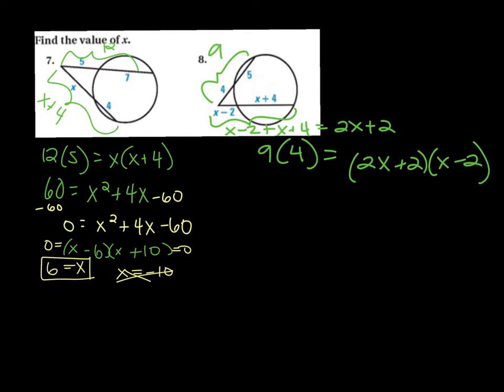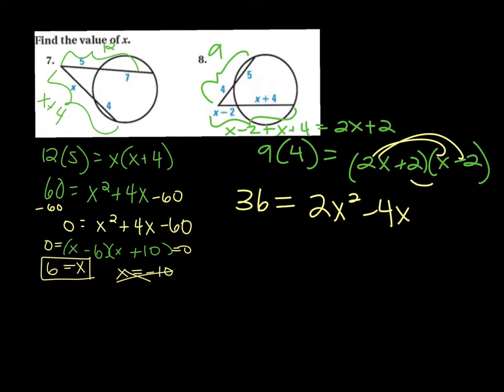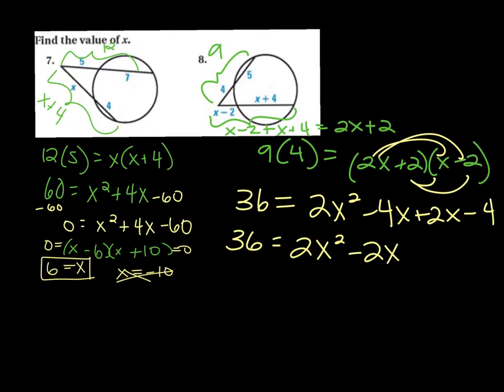So some additional algebra review, that we've got to FOIL that out. So this would be 36 equals 2x squared, negative 4x, positive 2x, negative 4. And then combine your like terms. And move the 36 on the side with the rest of it.